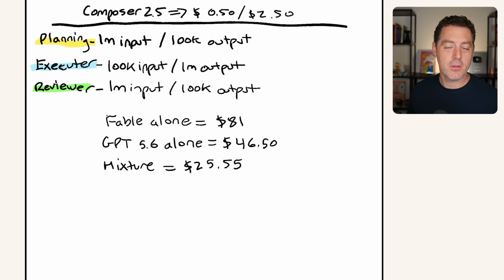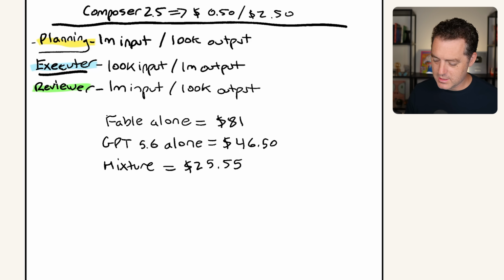So here's an example of what this entire flow looks like using Fable only, GPT 5.6 only, and then what I recommend, a mixture of models. So for the planning stage, we're using 1 million input tokens because, of course, we have to read the whole code base, and 100,000 output tokens because all that needs to be output is a plan.